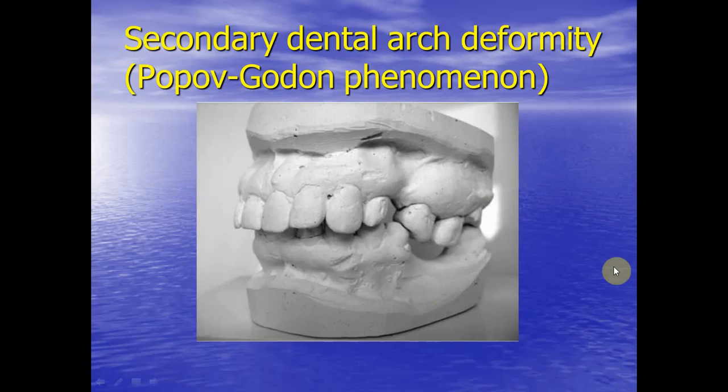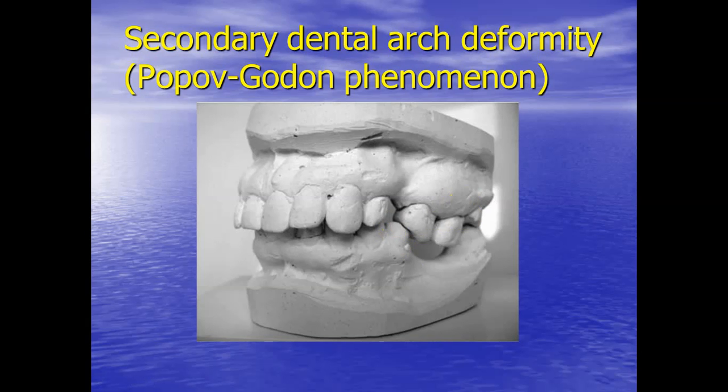Okay, this is a slide which you can see in some of our textbooks done by our chair. So this is a noticeable Popov-Godon phenomenon. But please note that if we continue the occlusal plane, we'll see that the neck of this molar is at the level of the occlusal plane. So even if this tooth is extracted with just a simple extraction, we will have the bone remaining at the level of the occlusal plane, and there will be no space for the teeth.